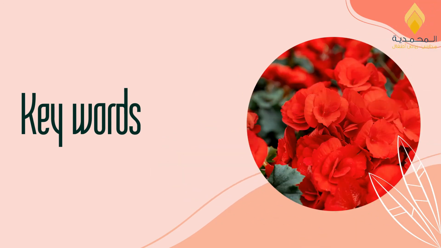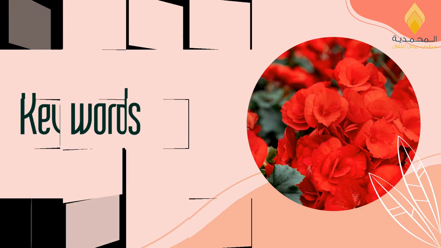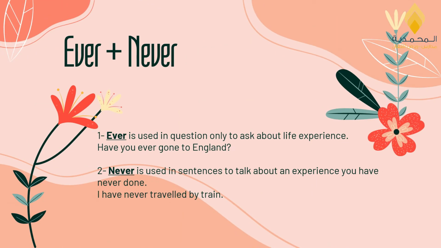After talking about the uses of the present perfect, now it is time to talk about the keywords that are used with the present perfect. The first two keywords that we are going to talk about are ever and never.